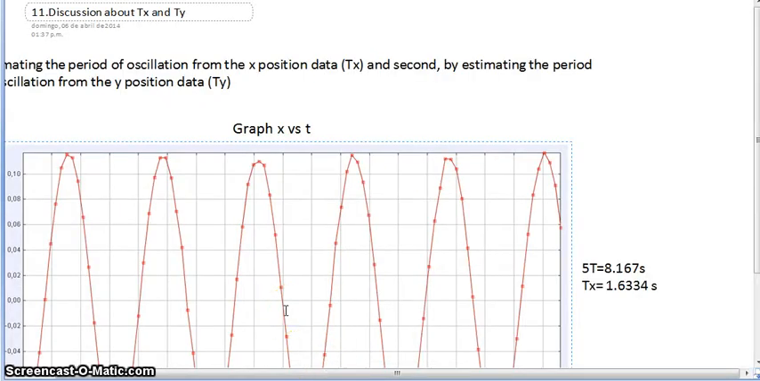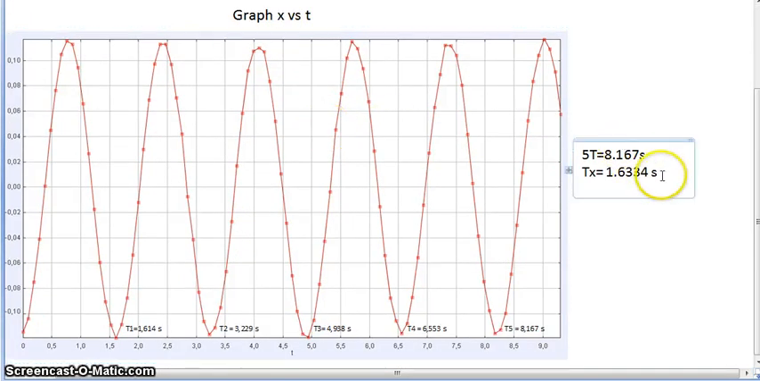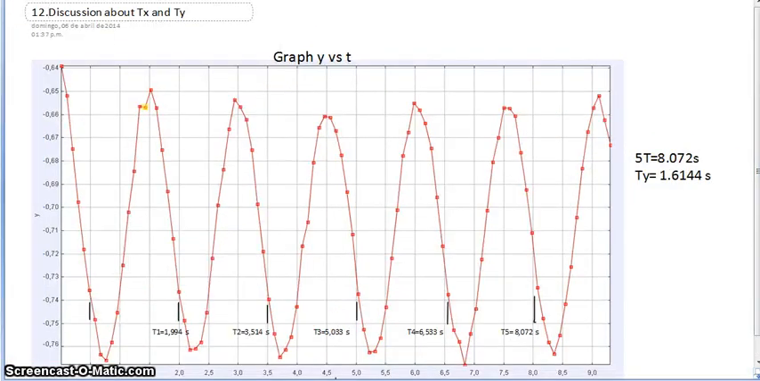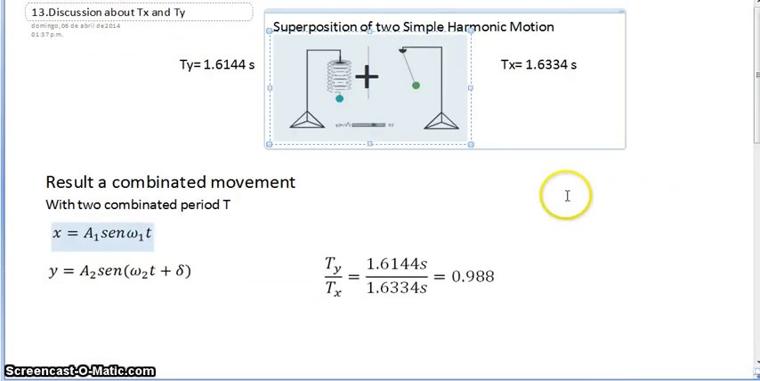This movement is the result of two different movements, considering simple harmonic movement. We have two movements, we have two periods. This is the first value and this is the second value. This is the result, a superposition of simple harmonic motion. The result is a combined movement with two combined periods.